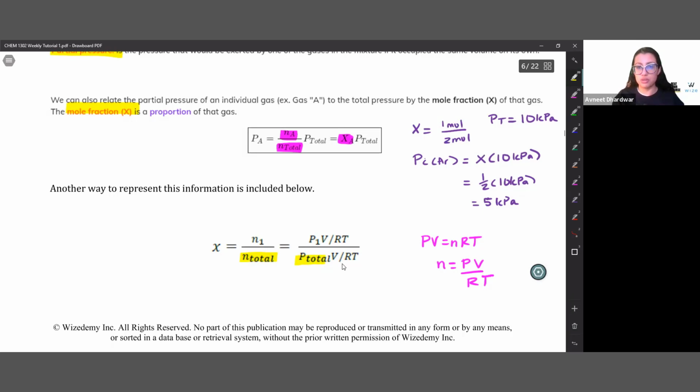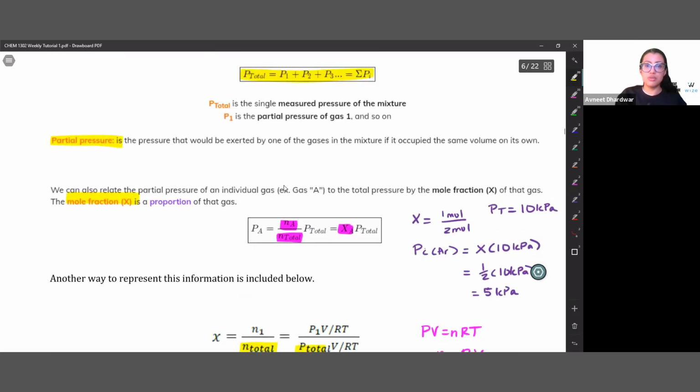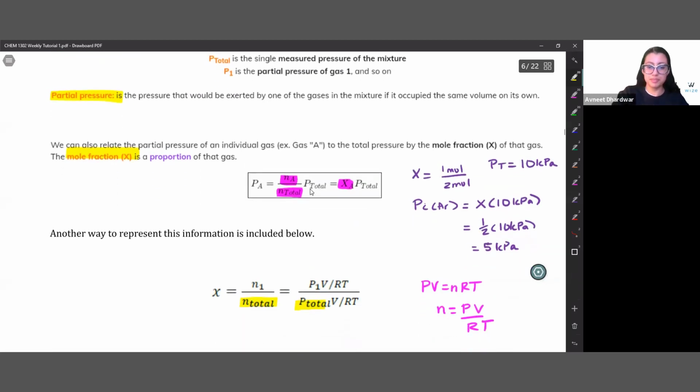Okay, so that's just what this equation is showing you, but the 2 in the boxes are a lot more important for your midterm.